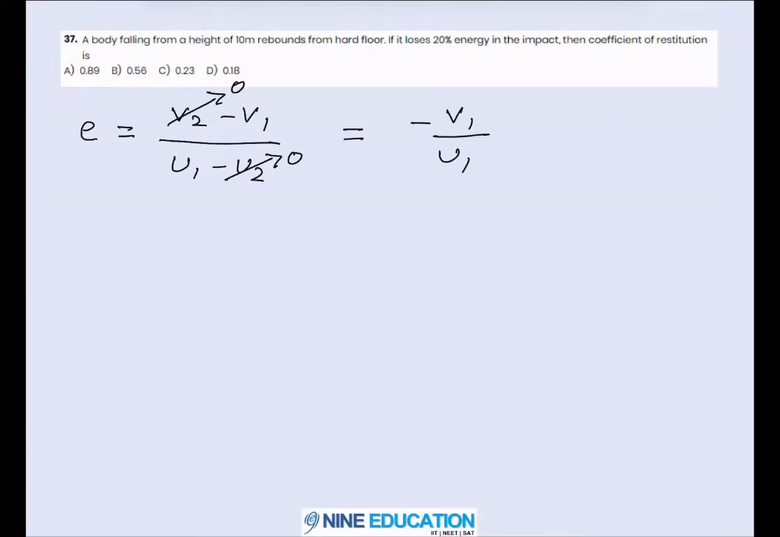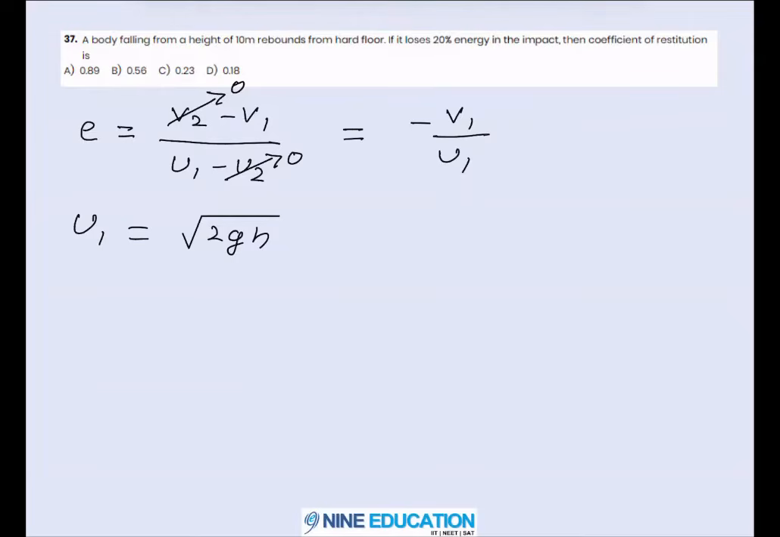So what is U1? U1 is the initial velocity. If it is dropping from a height h, its initial velocity will be root over of 2gh, right? Now, after dropping, it is losing 20% of its kinetic energy, right? So first of all, it is dropping from a height of h. So what will be its initial potential energy? Initial potential energy will be mgh.